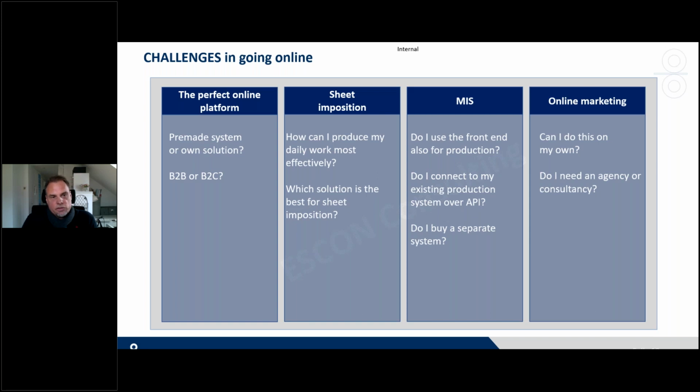The next challenge is the sheet imposition. So here I have to say, when we started, it was mostly depending on people. So we gave the people Excel sheets, which helped them to know how much a place on a sheet is costing. So they were able to find out which is the best combination of products on a sheet to be most effective. And the second question will be, which solution is the best for sheet imposition?